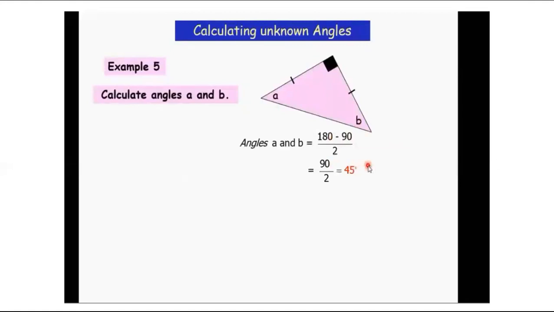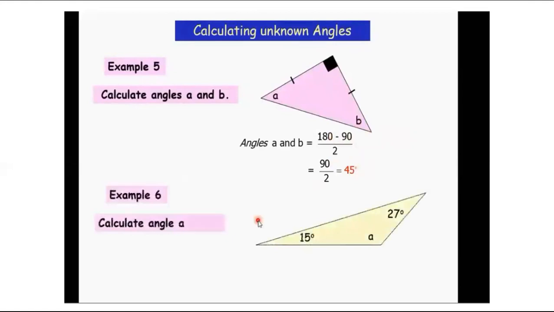So both of the angles, as in this case of isosceles triangle, is 45. Then if we take this example, this is a scalene triangle and two angles are known, whereas the third angle is unknown. So it's very simple. We can calculate the angle by adding both the angles and then subtracting it from 180 to get 138 degrees.